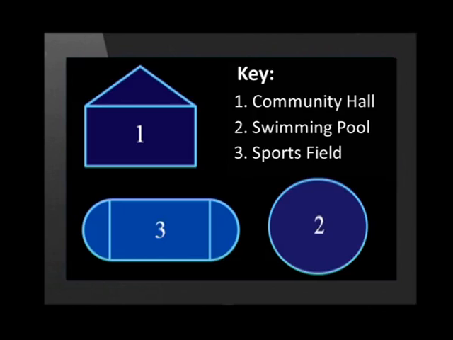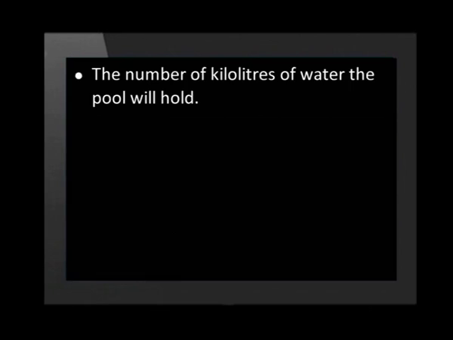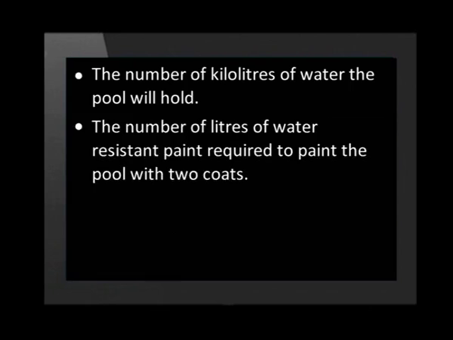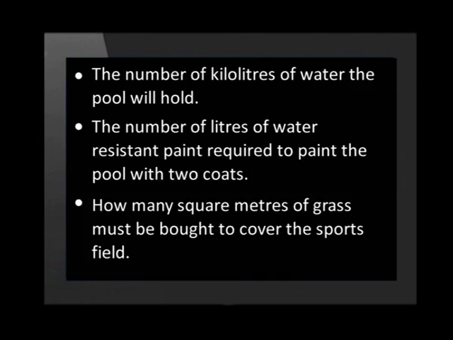They need to calculate the number of kiloliters of water the pool will hold, the number of liters of water-resistant paint required to paint the pool with 2 coats, and how many square meters of grass to buy to cover the sports field. Well, we have a lot to do, so let's get started.